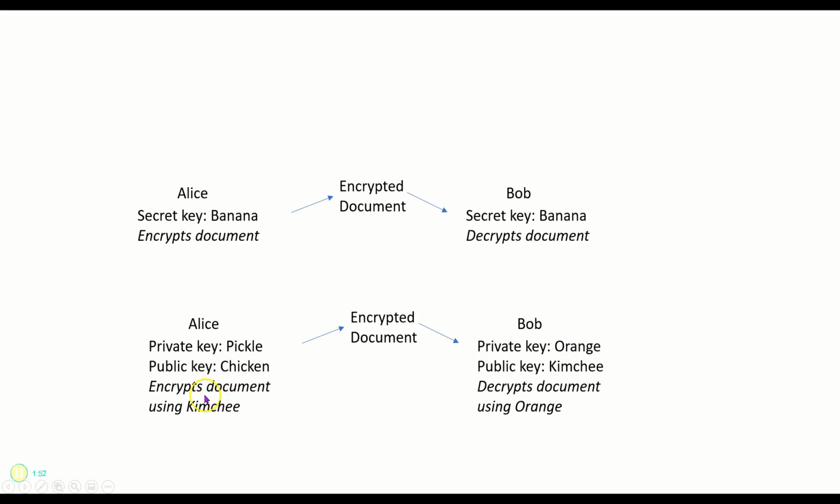So here's what happens. Alice wants to send a private message to Bob. She encrypts the document with his public key, kimchi. So Bob sends her the public key. We don't care about the privacy of that public key. So Bob sends that to Alice. Alice uses kimchi over here, the public key, to encrypt the document. Here's the encrypted document. And then when Bob gets it, he decrypts it with his private key, orange.